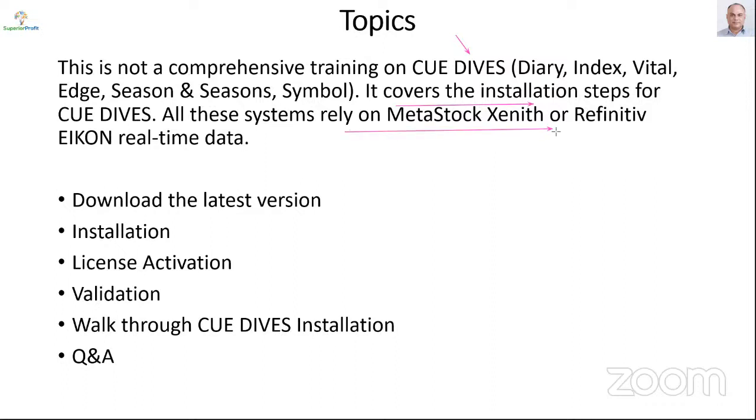All these systems rely on Metastock Zenith or Refinitiv Eikon real-time data. We'll cover how to download the latest version, installing Q types, license activation, validating once the installation is complete. Along the way, I will walk through the actual installation process.